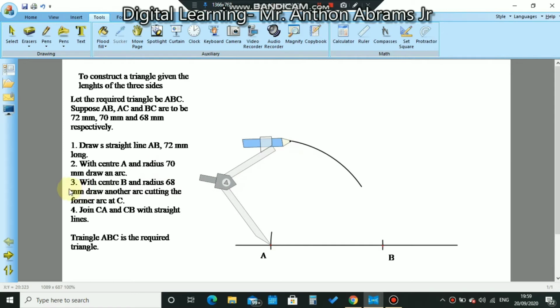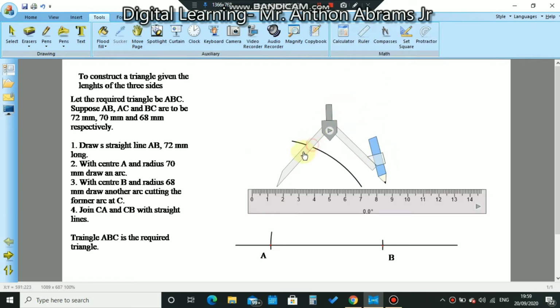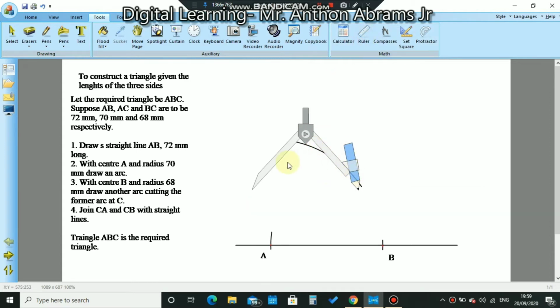So that's step 2. They say with center B and radius 68 mm. Instead of it being 70 now, they want us to change the compass to 68 mm. So we take out the ruler again, place the compass on the ruler, and bring this to 68 mm. We come at B because they say make B the center, and we bring the compass around and scribe an arc.